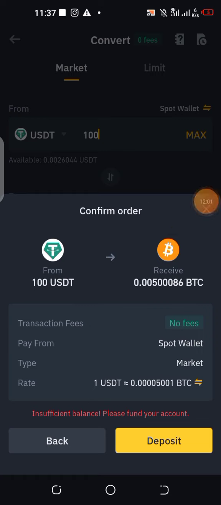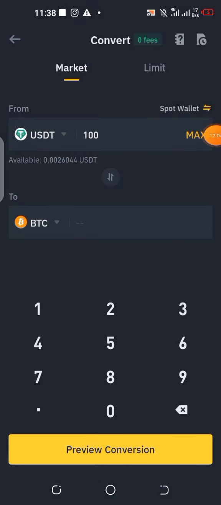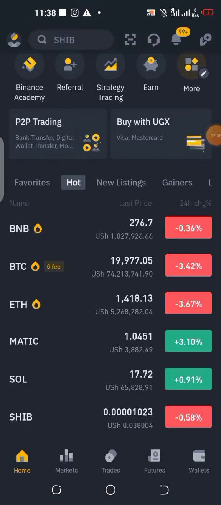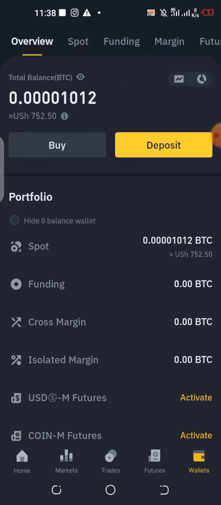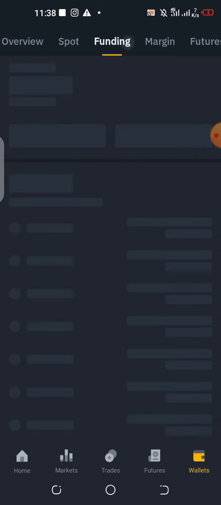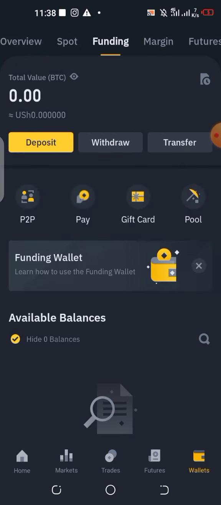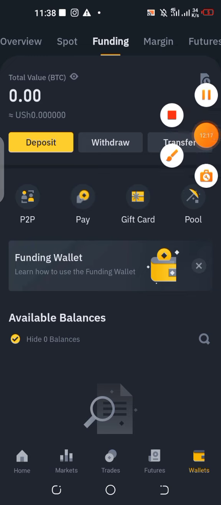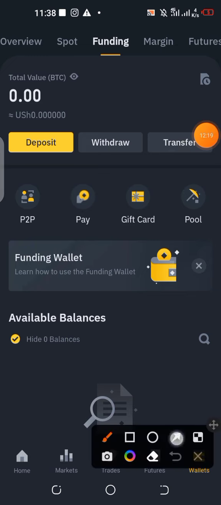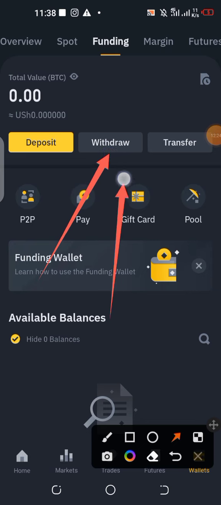So as we have said, after converting your USDT to BTC, you'll have to come to wallet. Then you go to funding, and your BTC will be showing here. So now what is next? Now after getting your BTC in your wallet, there is this option of withdraw. Because we have bought at a cheaper price, we want to sell at a higher price on the Luno platform. You understand?